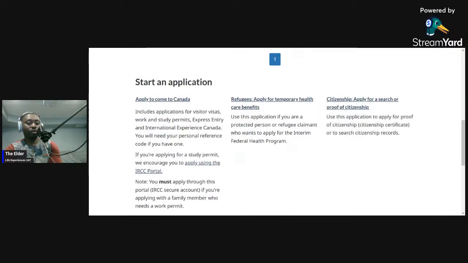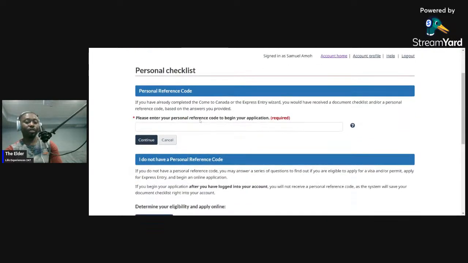So you come down, start an application. If you want to start any sort of application, a visa application, this is where you have to go. You first have to create an IRCC account, log into the account, and then come to this side, apply to come to Canada. And whilst you are here, I click on it, and they give me the personal checklist.